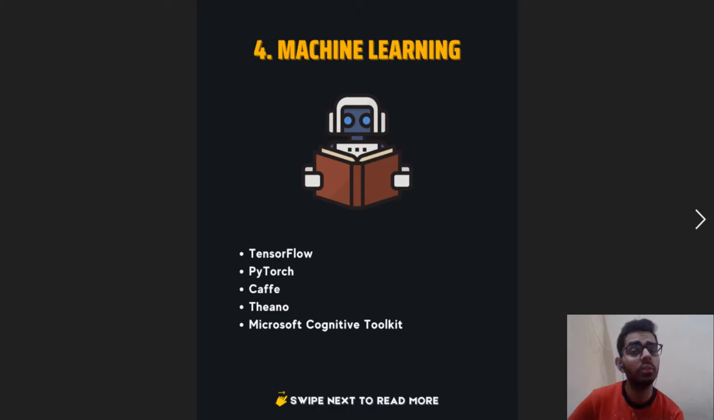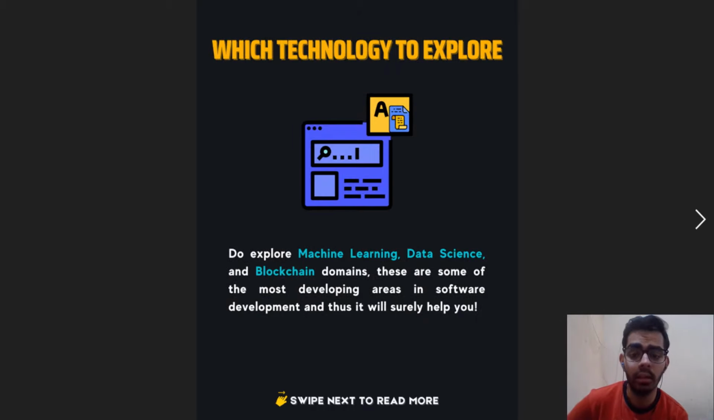And other than that, which technologies can you explore? You can explore machine learning, data science, and blockchain domains. Why? Because these are some of the most developing areas in software development, and it will surely help you, as I have written here. Why? Because companies ask for these things. Not only the companies, but colleges also ask for these types of projects.